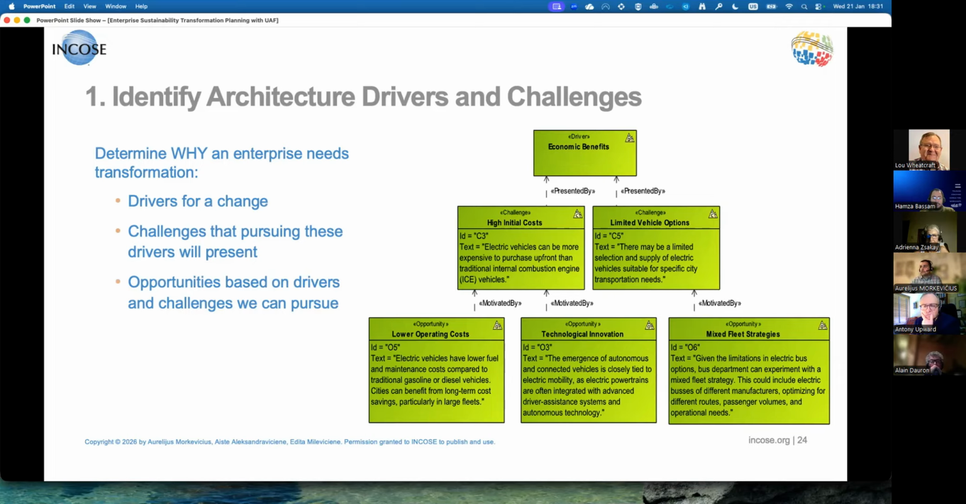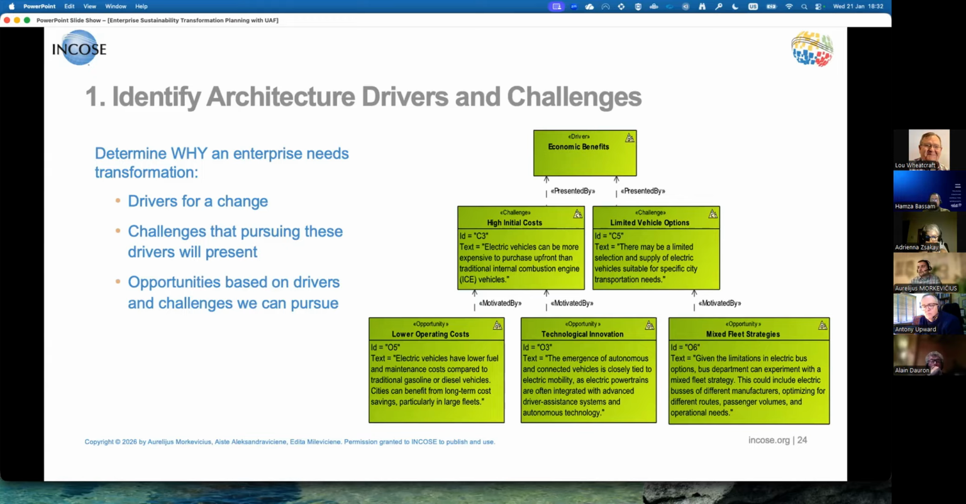So we model drivers. For example, as you can see, there is an economic benefits driver, which presents some challenges if we want to go fully electrical. First of all, it's a high initial cost, because electric vehicles are more expensive. We need to purchase them upfront, and that's additional cost. Another challenge, as an example, can be limited vehicle options, because not necessarily the next day we need them, we can get them, because the supply of electric vehicles and electric buses is not as high as for the hybrid or internal combustion engine vehicles.